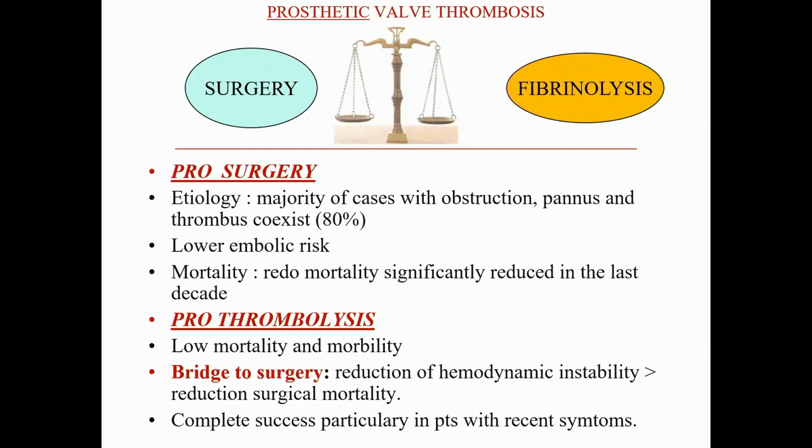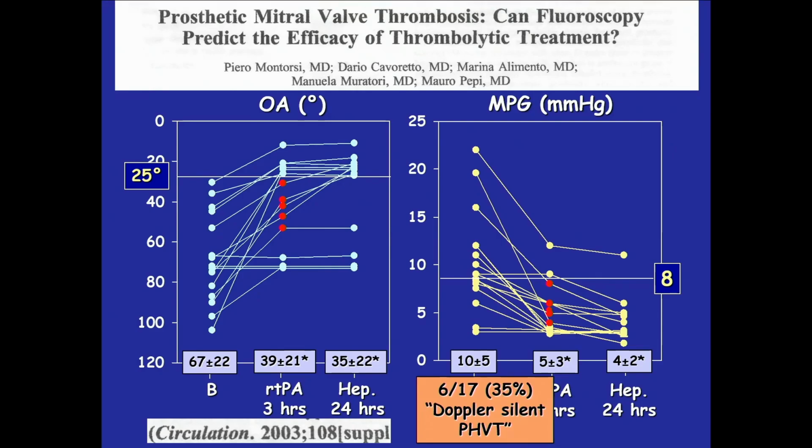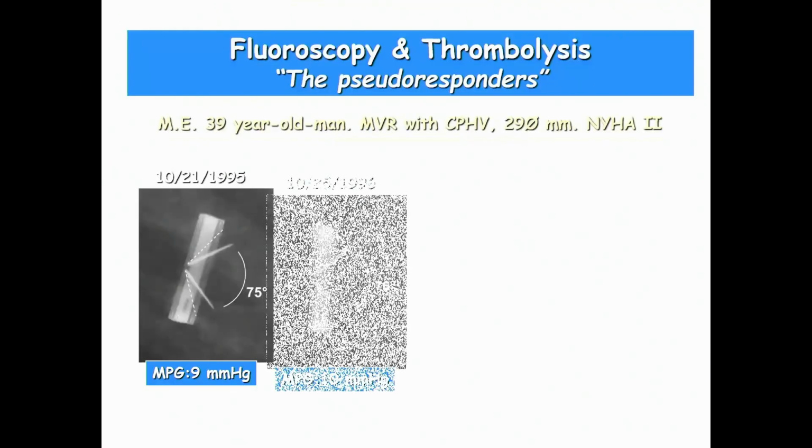So what to do in these cases? We are in cases with a thrombosis, and there are data pro-surgery or pro-thrombolysis, also as a bridge to surgery. A very important point is how to perform a thrombolytic treatment. We demonstrated 20 years ago that we have not only the Doppler silent valve thrombosis, but also cases who are pseudo-responders after thrombolysis. Just an example.